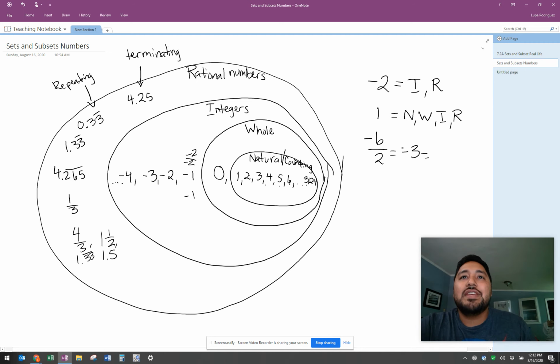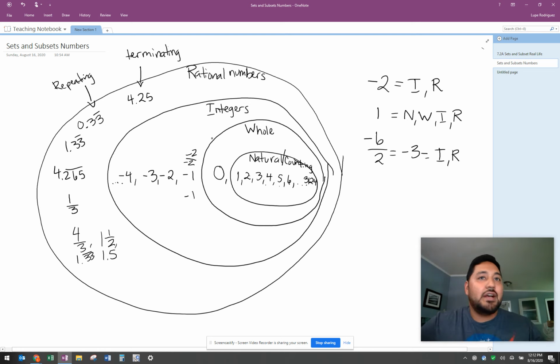Negative 3 goes in what box? If I were to put it in this representation, where would it go? I would put it over here, where I'm clicking. So that is in the integer box. Now, if it is an integer, it's also a rational number. But if it's an integer, that doesn't make it a whole number or a natural number. You see, these are separate.